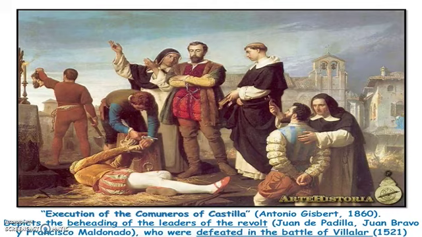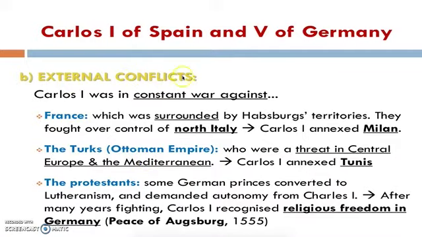Now, moving to the external conflicts, I have to say first of all that Charles I was in constant war. He was at war against the three main enemies: the French, the Turks, and the Protestants.